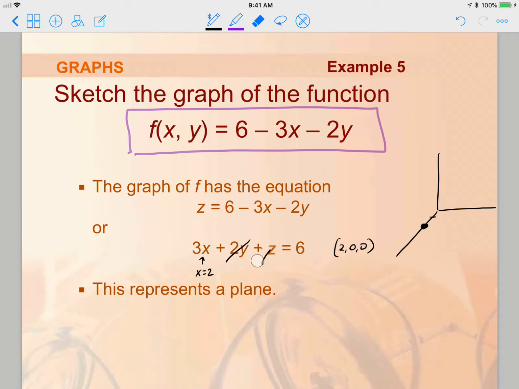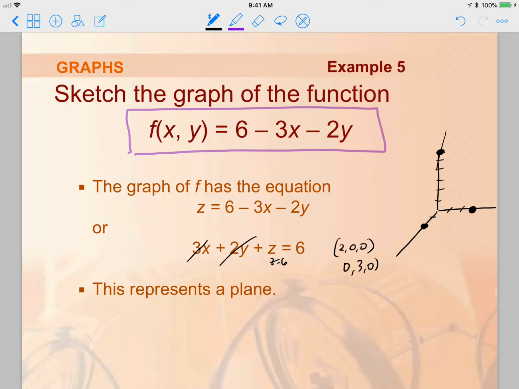Okay? Now we do something similar. We get the y-intercept by setting x equal to 0 and z equal to 0. Now y is going to be equal to 3, so 0, 3, 0. That means go out 1, 2, 3. So the y-intercept is there. And then the last thing we do is find the z-intercept, which would be just z equals 6. So we'd have 1, 2, 3, 4, 5, 6.